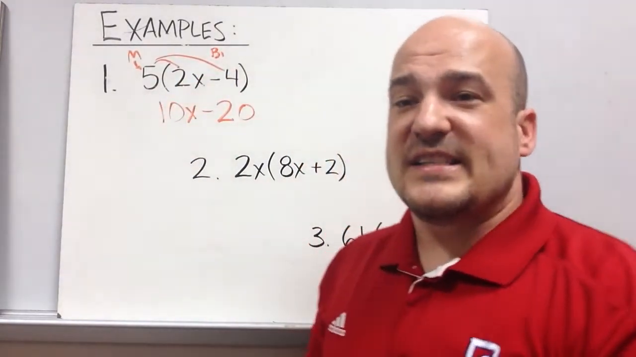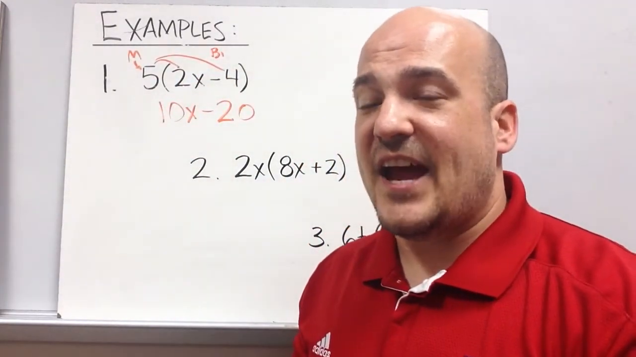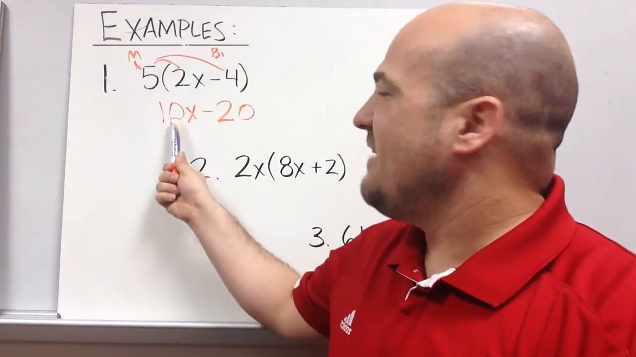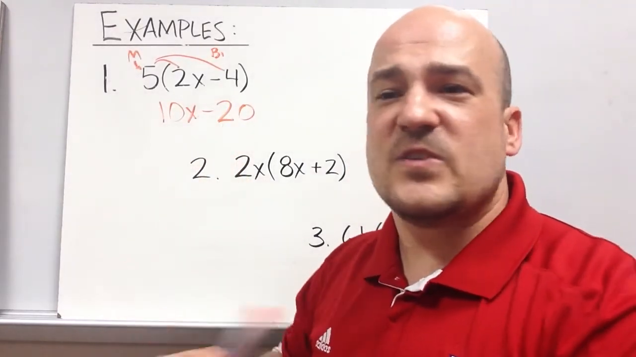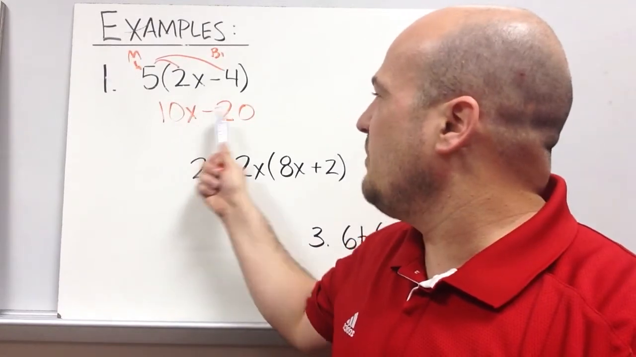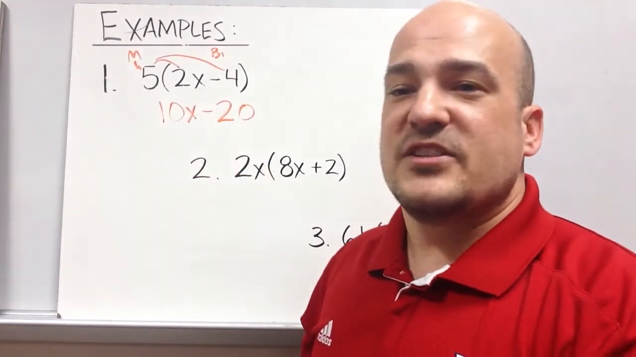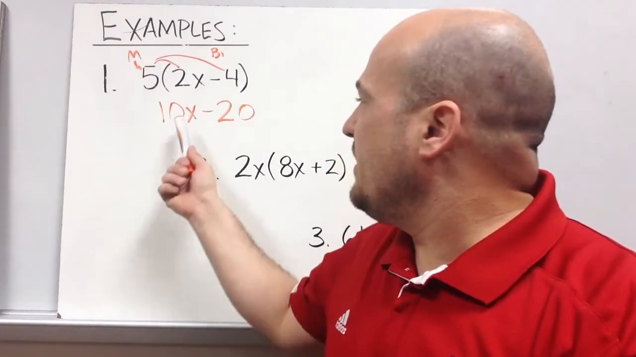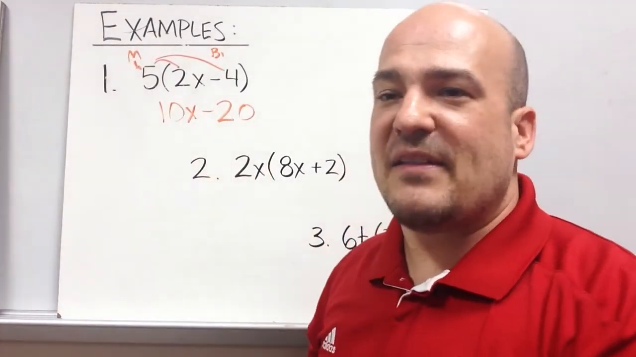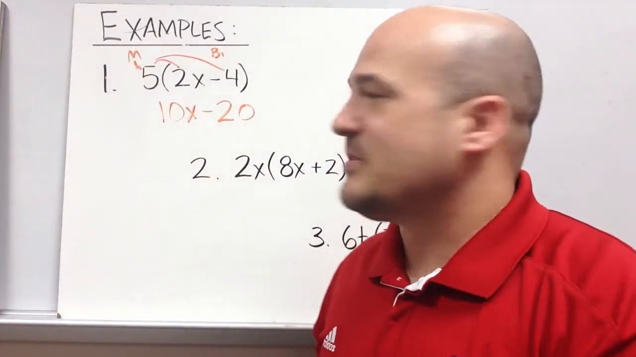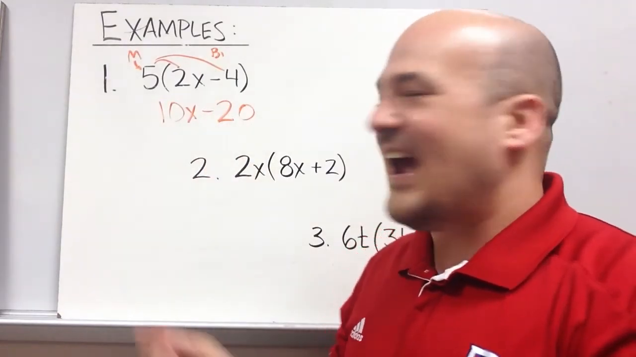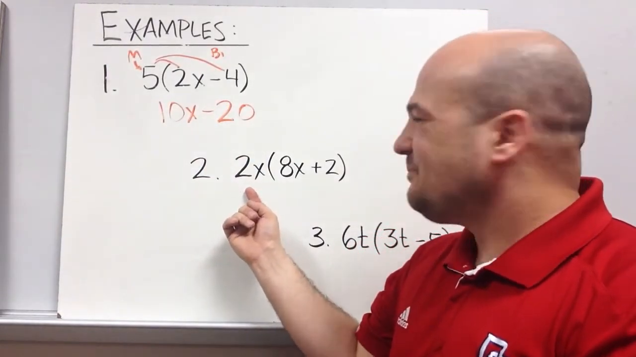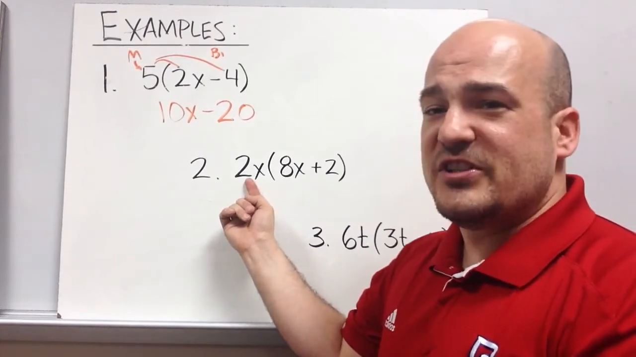I want to look to see if I have any like terms that I can combine. In this case, I have a 10x and a 20, and I cannot combine those. Those are not like terms. One of them has a variable, and one of them is a constant. So I'm finished. I've written my answer after I combined like terms because I didn't have to combine like terms. 10x minus 20. How easy is that? Okay. Example number 2. This time our monomial is 2x.